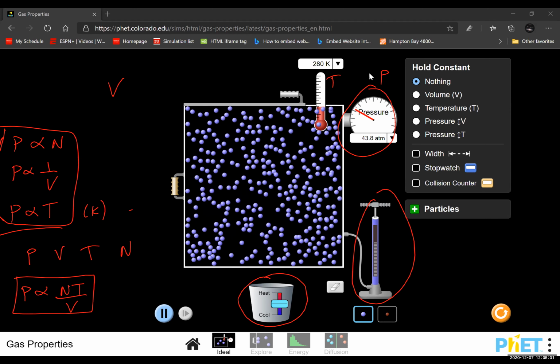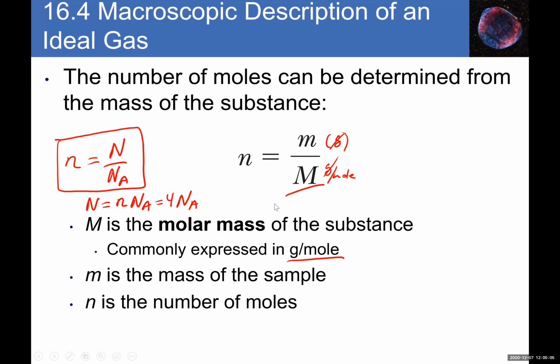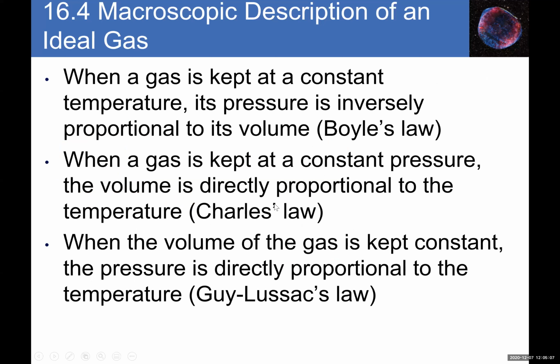All right, so let's go back here and see what we have. Each one is actually very specific, important, and significant. There's also a law on that. For example, when a gas is kept at constant temperature, that means we didn't change the temperature, but we only changed the volume, its pressure is inversely proportional to its volume. That's basically when we just change the volume. This is known as Boyle's law.